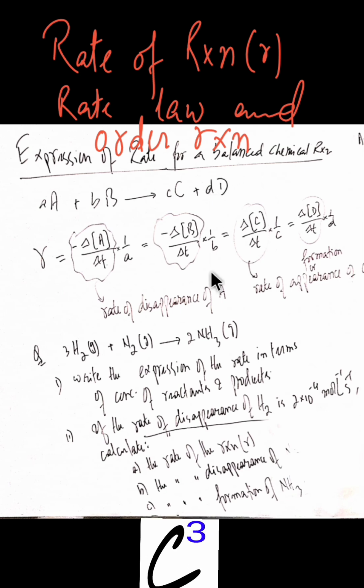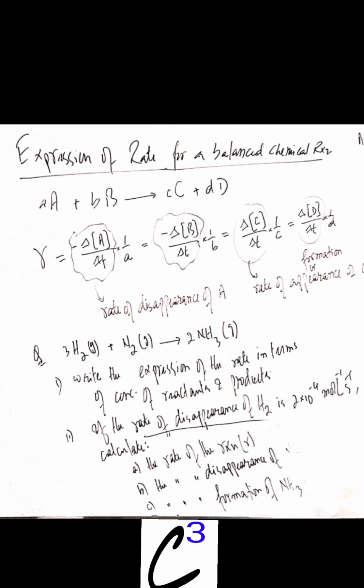So first of all, what is rate of reaction? Rate of reaction is the speed at which the reactant is converted into product. So it is expressed in terms of the disappearance of the concentration of reactants with time or appearance of product with respect to time.